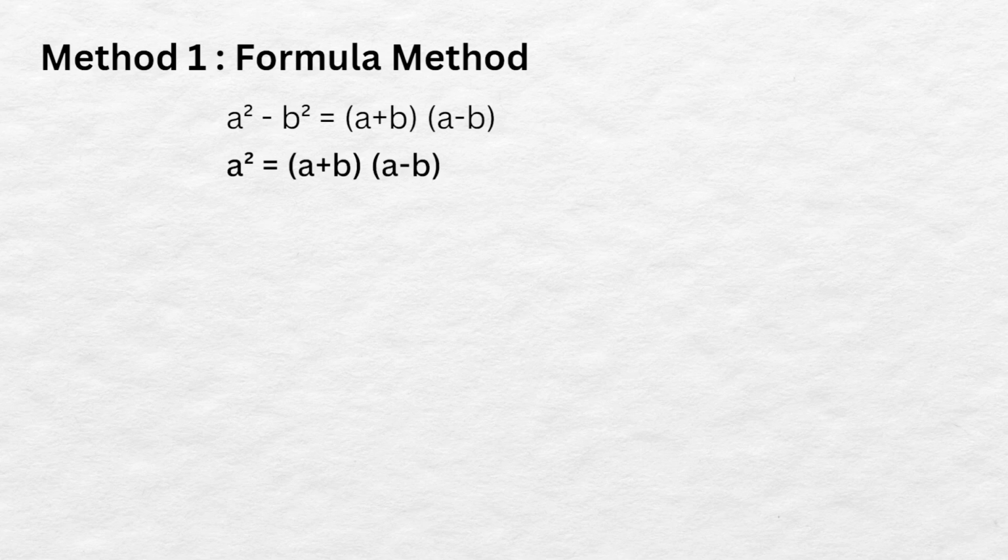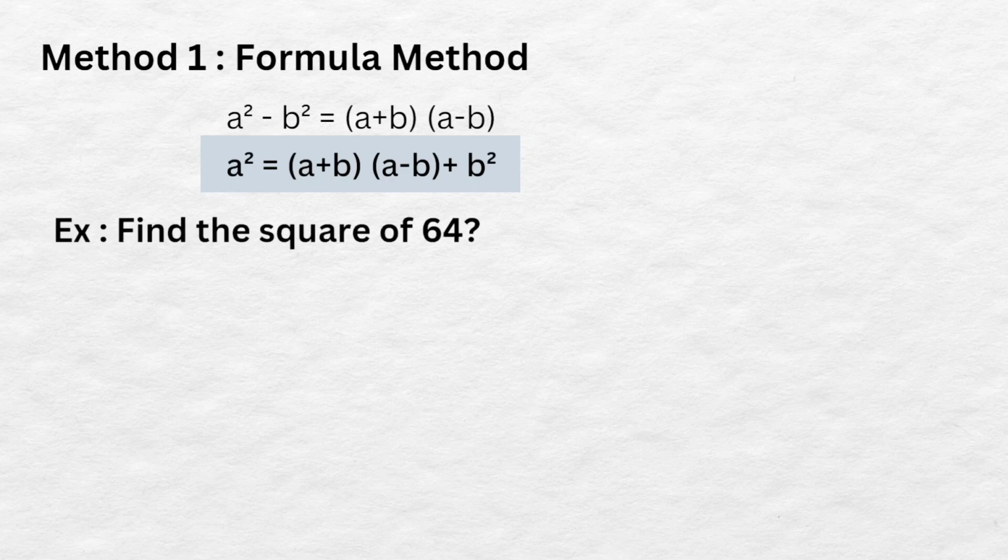Method 1: Formula method. From the equation a square minus b square is equal to a plus b into a minus b, a square is equal to (a plus b) into (a minus b) plus b square. From this equation, we find the square of a number. Take an example. Find the square of 64.